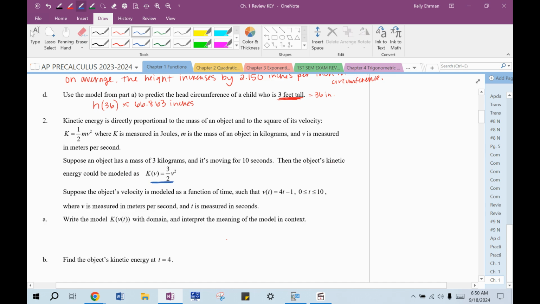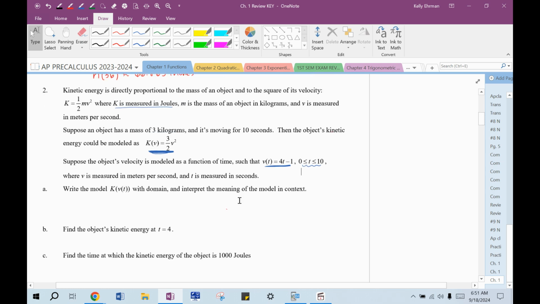So did you need all of this information up here? No, maybe for labels, yeah. But otherwise, no. So here's our original function, K of V. And suppose the object's velocity could be modeled by a function of time. So V of t is 4t minus 1. And we have this little domain here where V is measured in meters per second and t is in seconds.